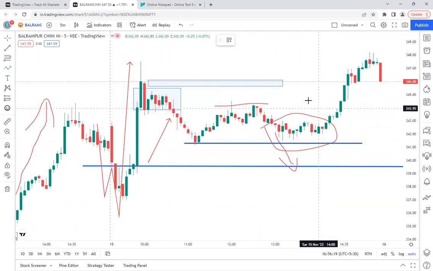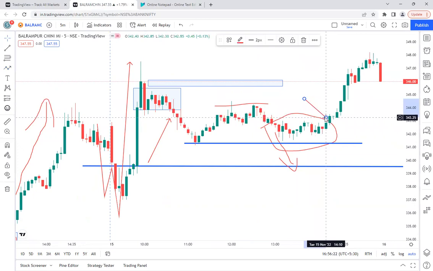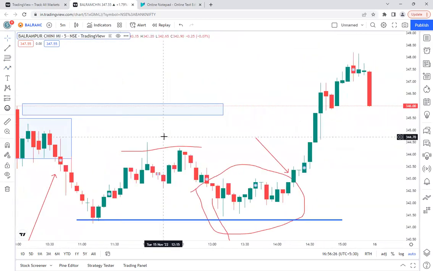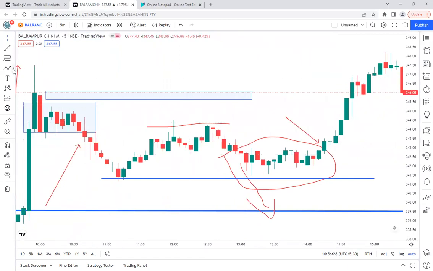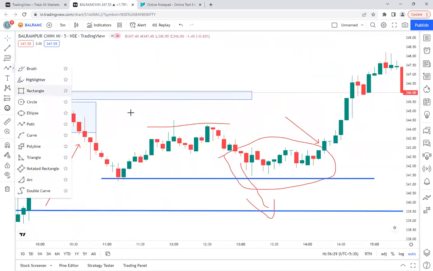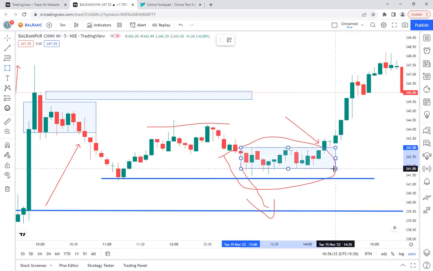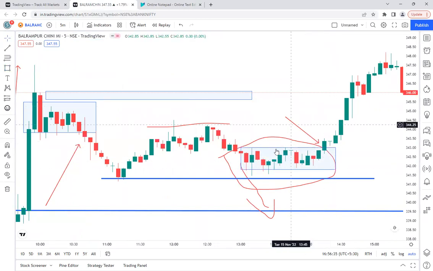Why the 2:15 candle only? Because if you carefully observe, if I zoom in here, they made a zone here. Actually, they were trading in this zone only. It's not going up above this level, and it's not falling below this level. So this 2:15 candle is the bullish candle.